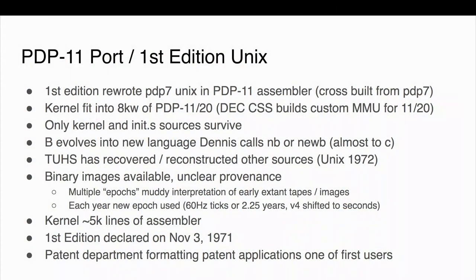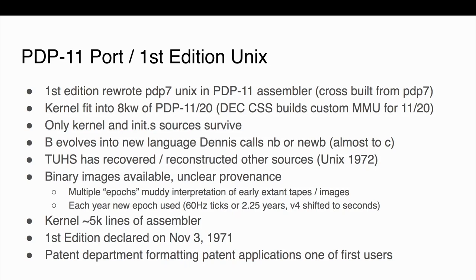When Bell Labs were producing editions of Unix, it sounds like something really fancy. That means, oh, we printed the manual a bunch of times and we have a stack of them, and this is the first edition manual because that's the day that we printed it. Which also means there's not a good configuration management for the system. They didn't have CVS or SCCS or Git or anything like that back then. So all that we have that survives from the first edition is the kernel and init sources. That's all that survives.